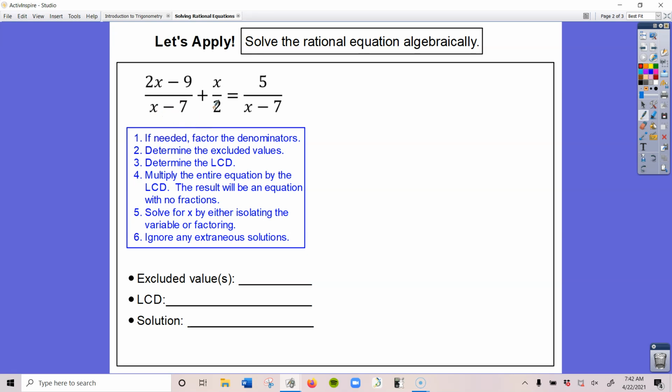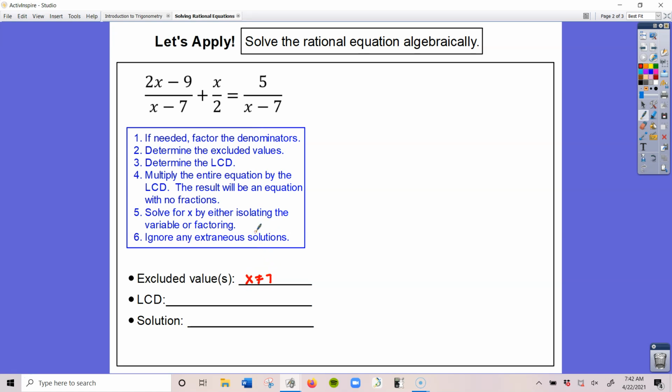So we look at all of the denominators and we see when these denominators would equal 0. In this denominator, we have x minus 7. That means that if I set x minus 7 equal to 0, I would add the 7 and I get that x cannot equal 7. This would be my excluded value. If I look at the rest of the denominators, this one is 2. 2 is never going to equal 0, so that is not considered an excluded value. And this is the same denominator as before, so we just end up with the same excluded value.